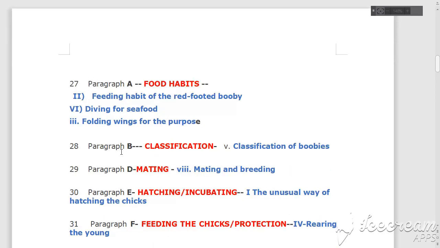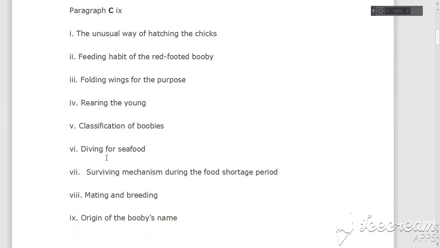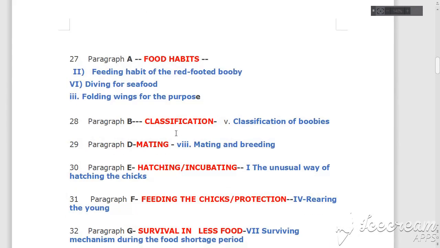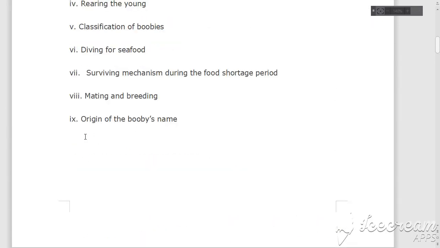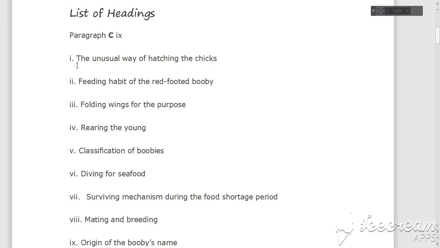So for paragraph B, our title is classification. So let's see if the word classification is mentioned in the given titles. So here, classification of boobies, there is only one option, there is no other option which is similar to the classification. So the answer of our second paragraph is option 5. So we write it and we are 100% sure about it. So now let's move to the next paragraph D. Our heading is mating. So let's see if there is any similar word used in the headings.